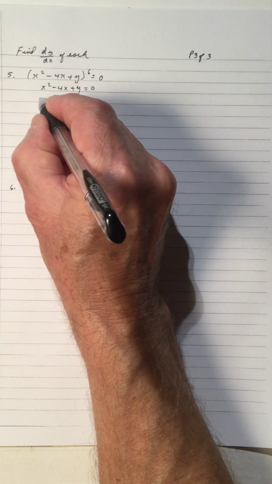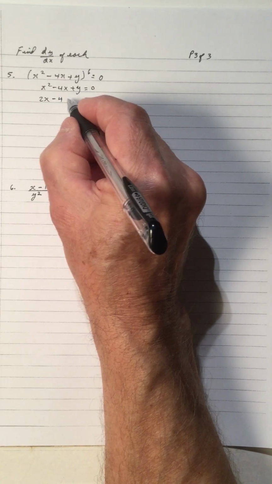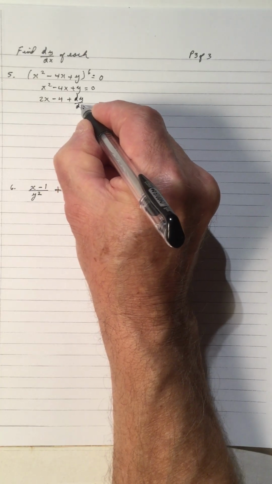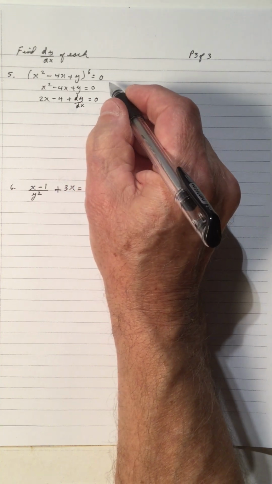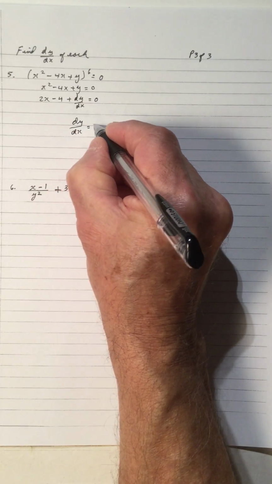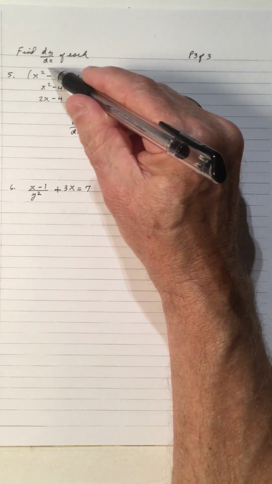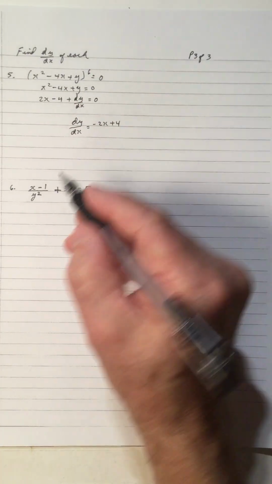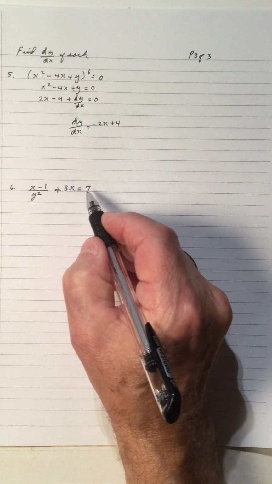So the derivative of x squared is 2x. Derivative of 4x is 4. The derivative of y in terms of x is 1 dy/dx. Derivative of y is 1, and it's dy/dx. Derivative of 0 is 0. And I have to solve it for dy/dx. So dy/dx is equal to negative 2x plus 4. I just did this one to show you that the inside of this is a 0, and then I do the derivative. Number 6, (x minus 1) over (y squared plus 3x) equals 7.